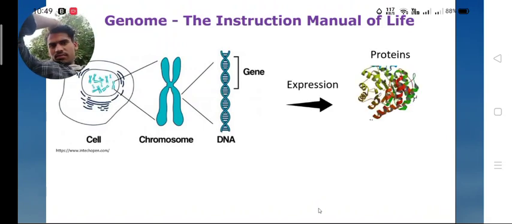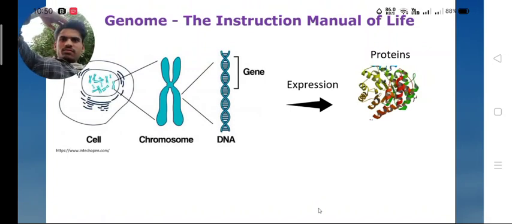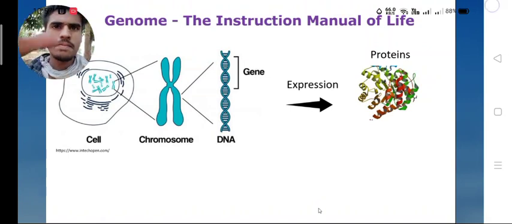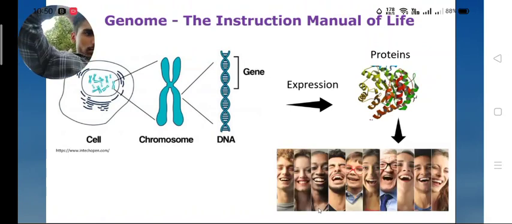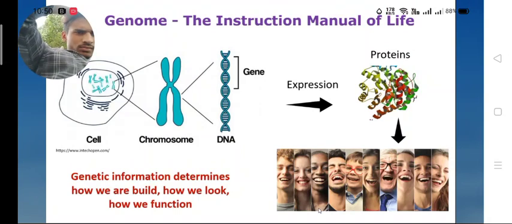Because of these proteins' functions, and their interaction with other proteins, the actual phenotypes are observed, right? So we can say the genetic information determines how we are built, how we look, how we function. It is very important, right? So we can say the genome is the genetic book of life.